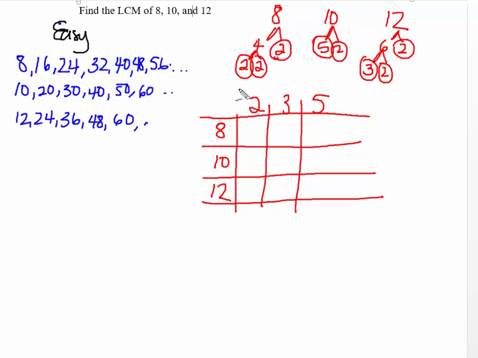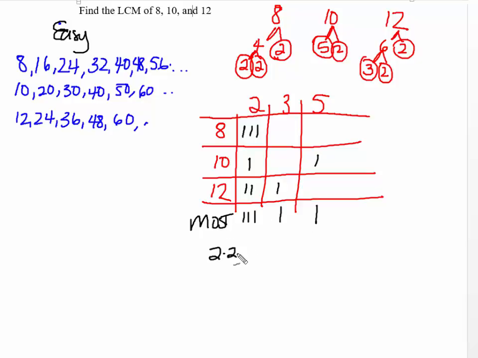Okay, so let's look at the inventory. So in 8, there's just 3 2s. In 10, there was a 5 and a 2. In 12, there was 2 2s and a 3. So here we go. Again, I want the most. So when I'm looking at this, there's 3, there's 1, there's 2. The most I want is 3. 3 is the biggest grouping. There's a 1 and a 2, that's less than that. Then I want a 3 and I want a 5, the most I see in any row.